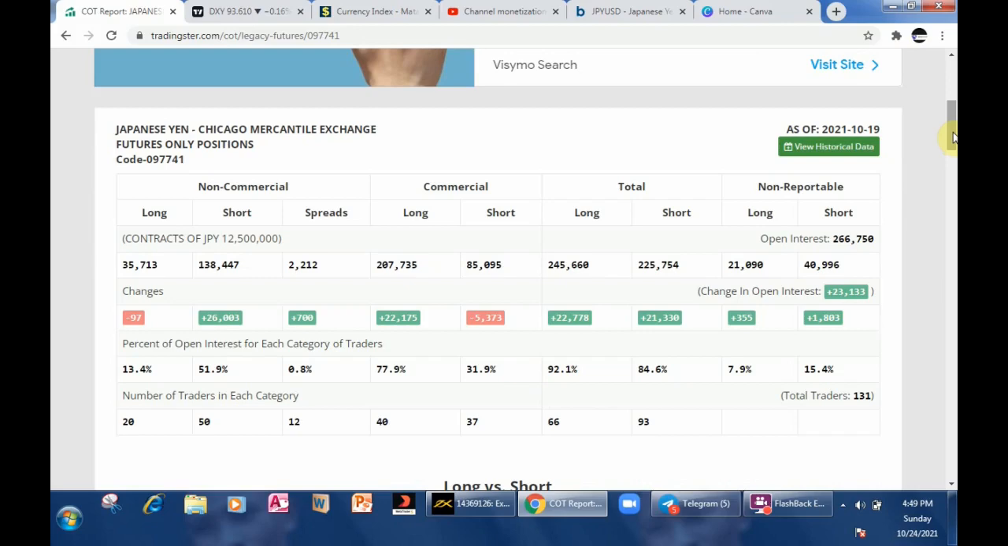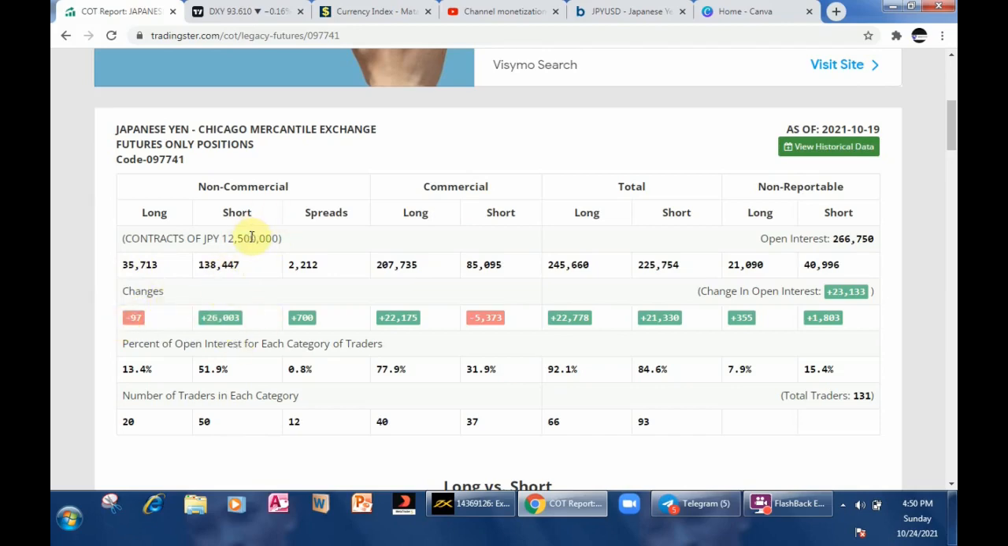That's massive. Okay, so the non-commercials were heavily net short. This is a banger, guys. 138,000, and look at what was happening. They added 26,000 contracts to their short holdings. Boom, right there. Then look at the commercials. Of course, look at their short holdings, very small.